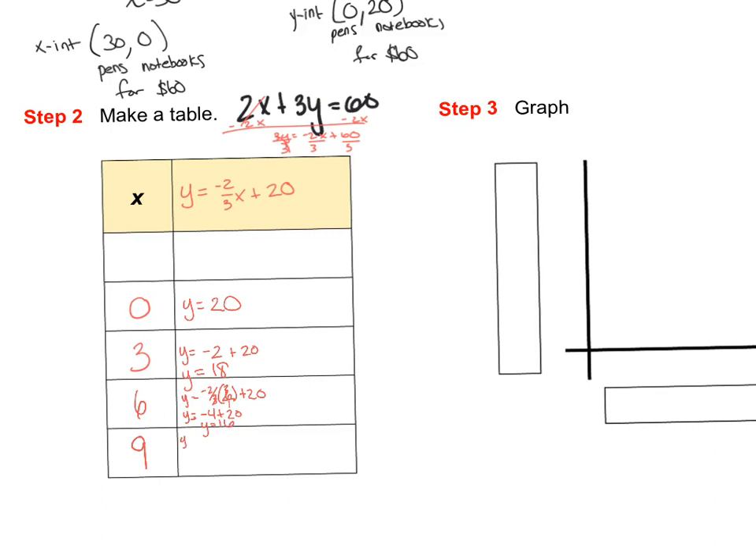And if I plug 9 in, negative 2/3 times 9 over 1 plus 20, these cross cancel, 1, 3, and I get y equals negative 6 plus 20, which is 14. And you can see this pattern is going to continue. If I pick 12, we're dropping by 2 in the y values, so I know my next one's going to be 12. If I pick 15, I know my next one will be 10, etc.